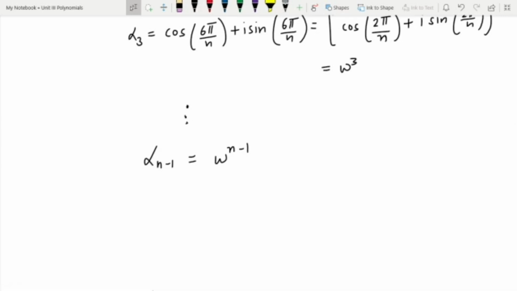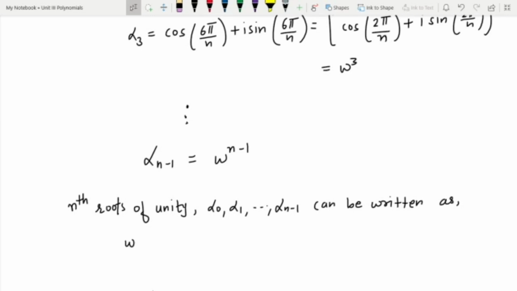So what is the meaning of this? So the meaning is, nth roots of unity, they are alpha 0, alpha 1 up to alpha n minus 1, can be written as, how can you write them? Omega raised to 0, omega raised to 1, omega square, continuing up to omega raised to n minus 1, where what is our omega? Where omega is cos of 2 pi upon n plus i sin 2 pi upon n.